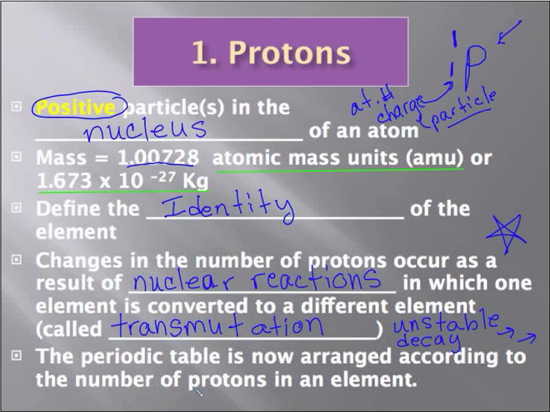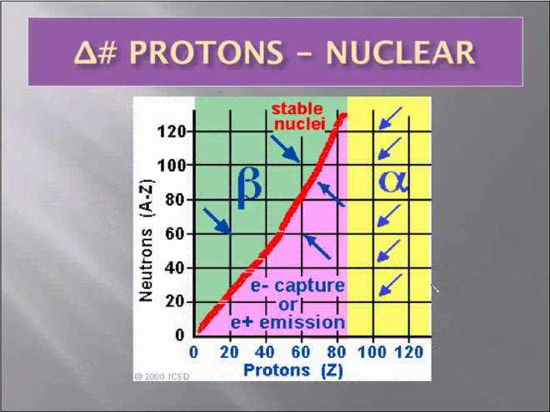All right, so the periodic table is arranged according to the number of protons. I would hope you would know that by now, not mass, but by the number of protons. So let's take a look at this. We're looking at the change. That delta, remember, means change in the number of protons. And this is a graph that gives us a guideline. So if you notice, the x-axis is our number of protons, and the y-axis is our number of neutrons.